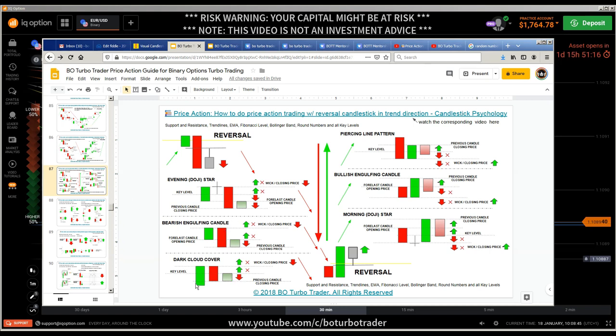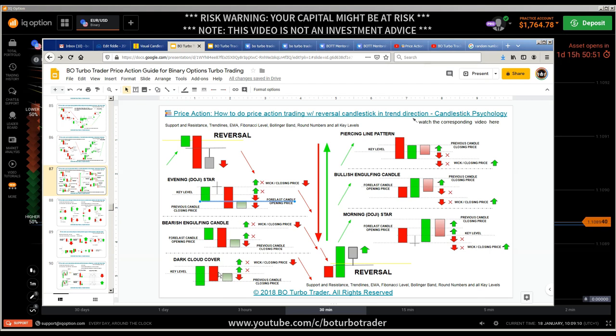So here we have another one where we are talking about the dark cloud cover. On the dark cloud cover, it's important that you get the retracement back to the key level, because you don't have the closing price of the previous candle like here. Here you have the four last candle opening price, which you use as a key level. Here you have the closing price and the four last candle opening price as key levels. But on the dark cloud cover, that is what is important.